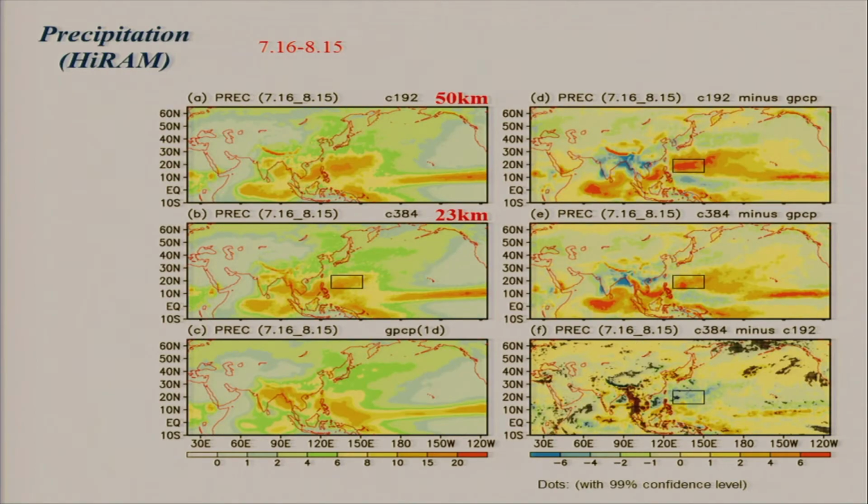In late summer, the major feature to focus on is the WNP monsoon. Generally, HiRAM 50 kilometer and 20 kilometer overestimated the WNP monsoon. This corresponds to its earlier simulated monsoon onset over the WNP. We can also see some improvement from the 50 kilometer to the 20 kilometer over the WNP.